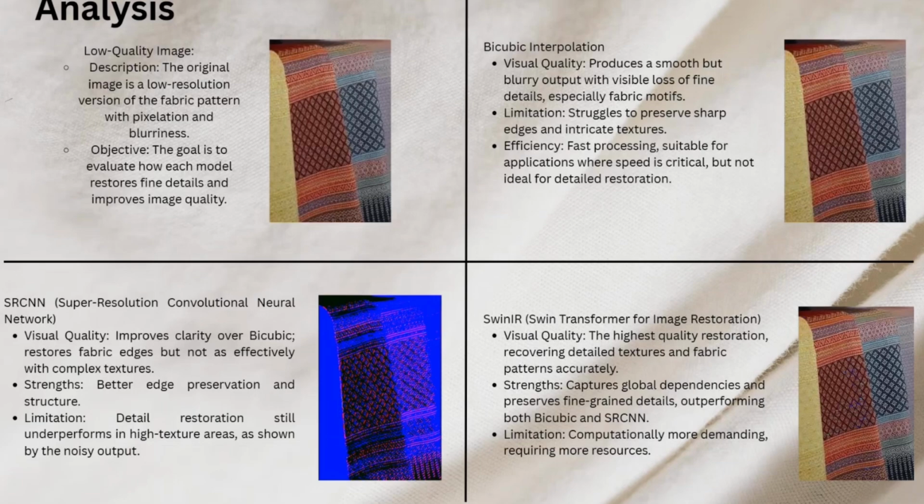For SwinIR, it is the highest quality of restoration. It recovers details of textures and fabrics, and the only downside is that it is very resource demanding. It is computationally more demanding than the other two models.